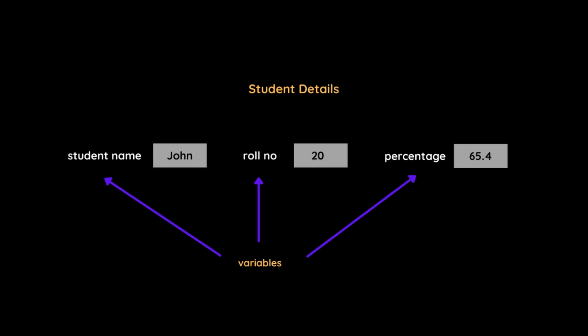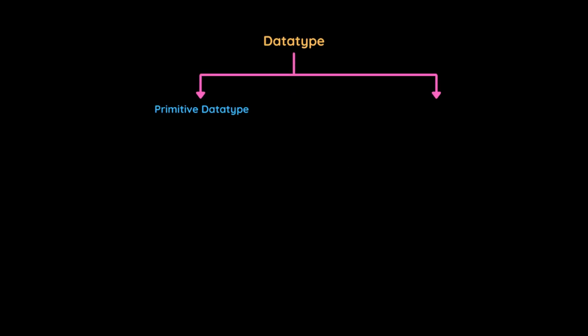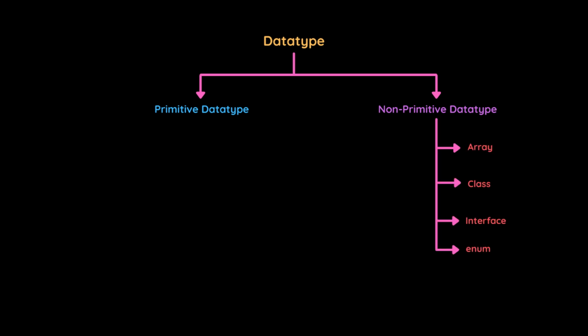Now to create variables, we need to specify what type of value we are going to store in this memory. Because if you look at this example, our student name is going to be a set of characters, or you can say a string, roll number is going to be a number, and percentage is a decimal value. So to specify what type of value we are going to store in a variable, we have 8 primitive data types and some non-primitive data types like array, class, interface, etc., which we will cover in a separate video. So now let us first understand what these primitive data types are.